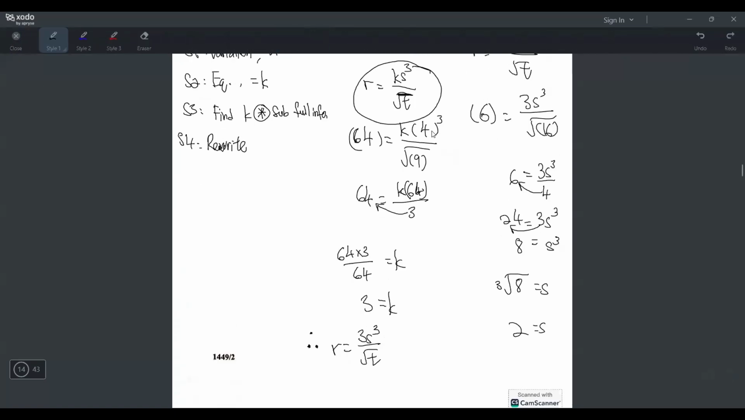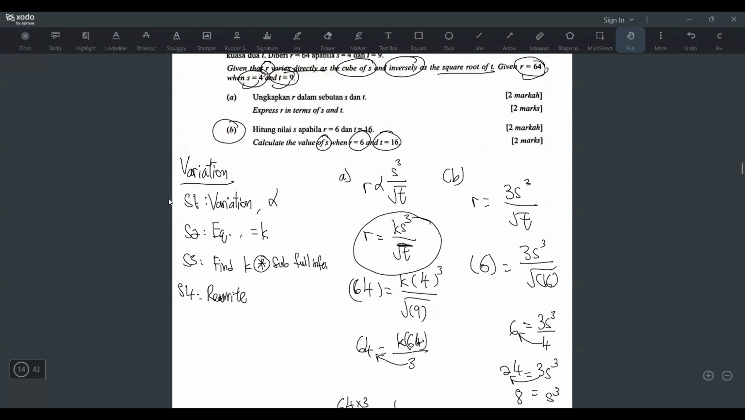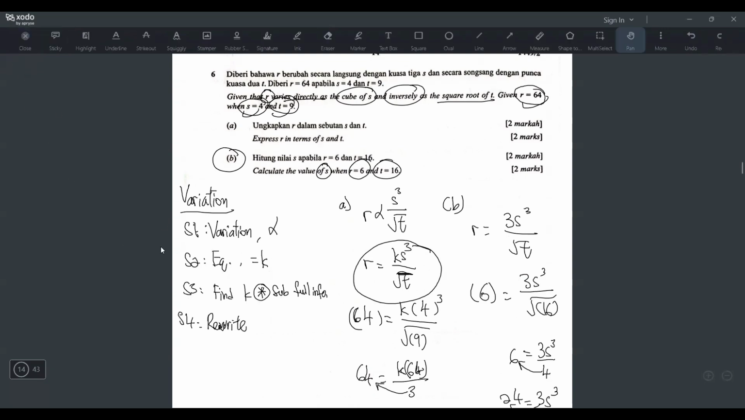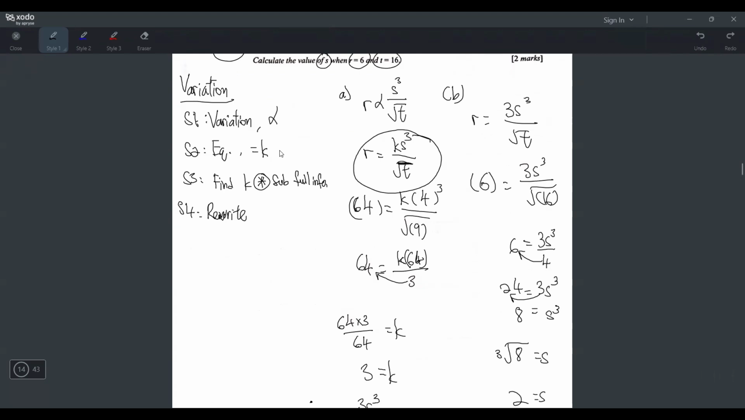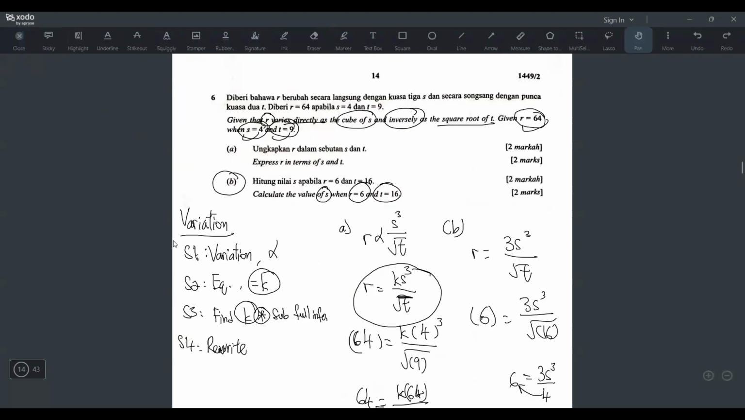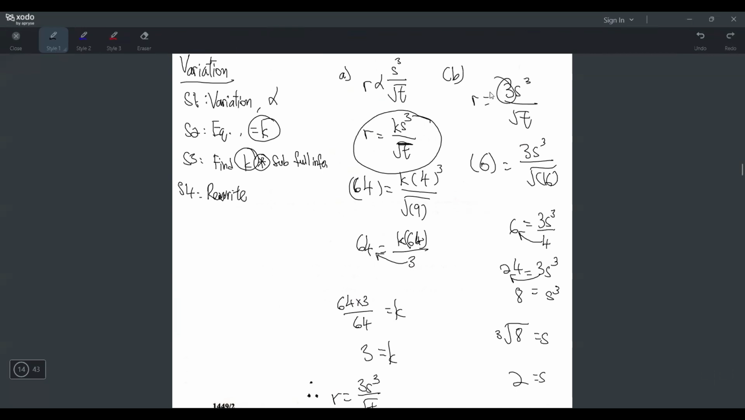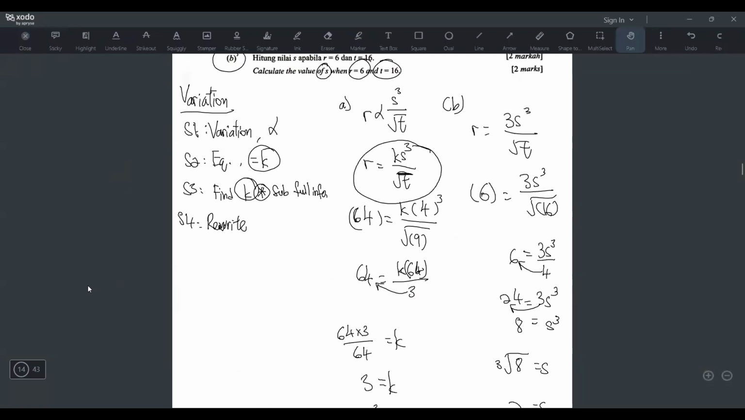Imagine if you never found K first. Is it possible to find S? No, it's not possible. If you don't find K first, you can't find S. So even though this question doesn't ask you to find K, K doesn't exist in the question. But when doing variation questions, you must have the step to find K, even if the question never asked. Because if you don't find K, how do you know this one is 3? You will get stuck if you don't find K first. So always follow these 4 steps when you are doing variation.